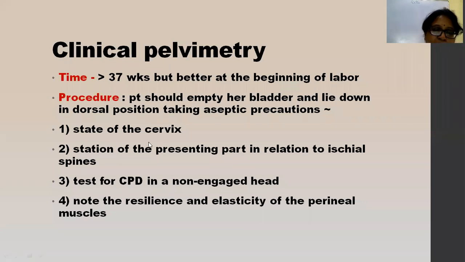Now, in the procedure, we have to look at the state of the cervix. How is the cervix? What is the station of the presenting part in relation to the ischial spines? You have to test for CPD in a non-engaged head and note the resilience and elasticity of the perineal muscles, which is called the give of the pelvis. These features are very, very important to note down when you do a clinical pelvimetry.